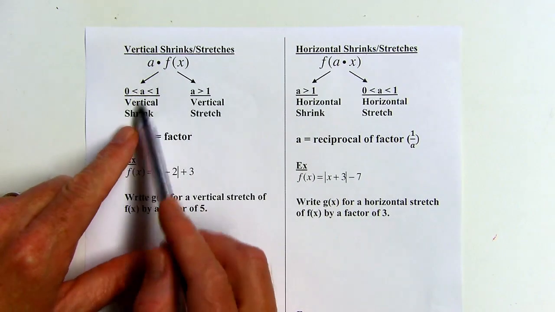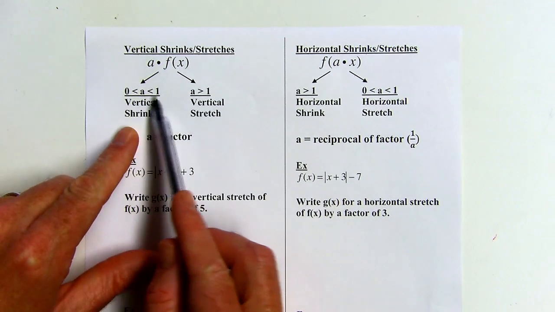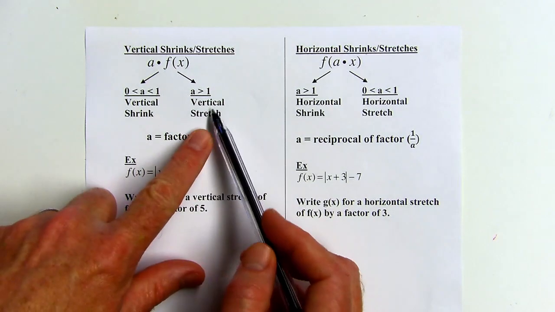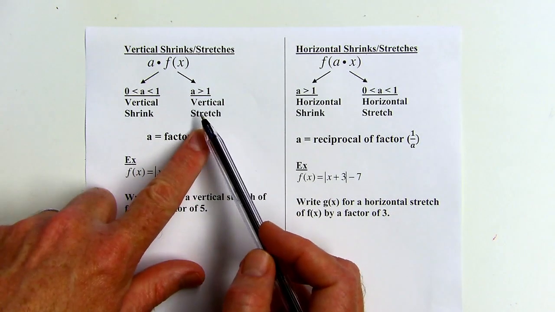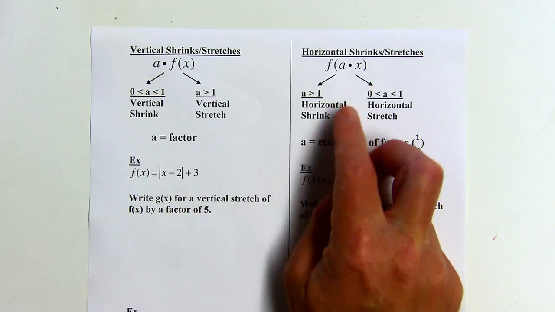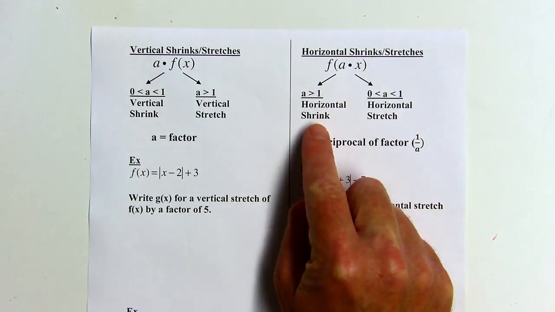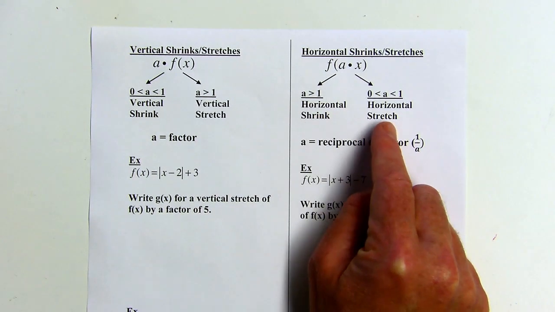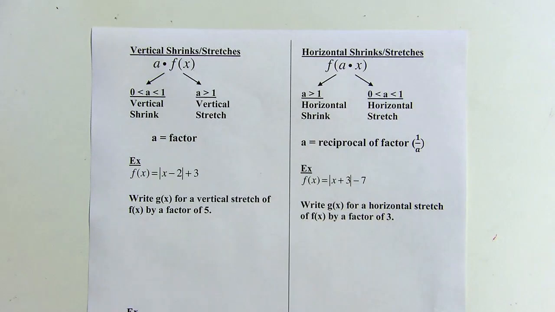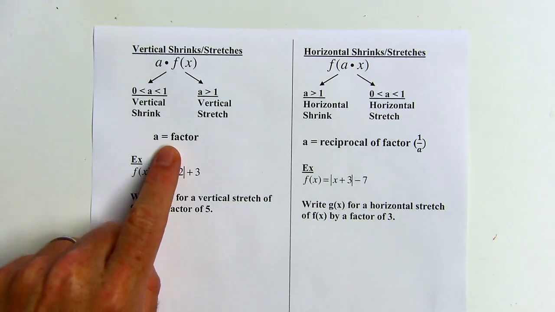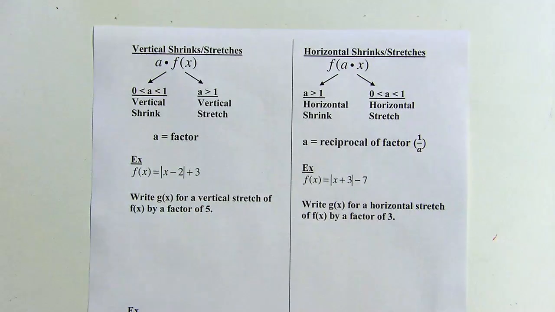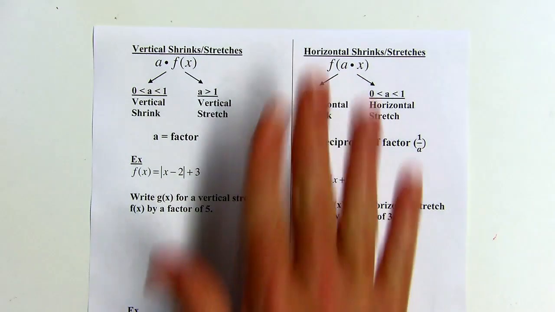So with our vertical changes, if a is between 0 and 1, so a number less than 1, then we've got a shrink, and if it's a number more than 1, we've got a stretch. Okay, and that kind of flips around on the other side. With the horizontal one, the shrinks are going to be when a is greater than 1, and the stretches are when it's less than 1. So it's a little confusing. Also, notice the factor is the same as a with the vertical ones, but it's the reciprocal when we're doing the horizontal ones. Okay, so I've got this split into 2 columns.